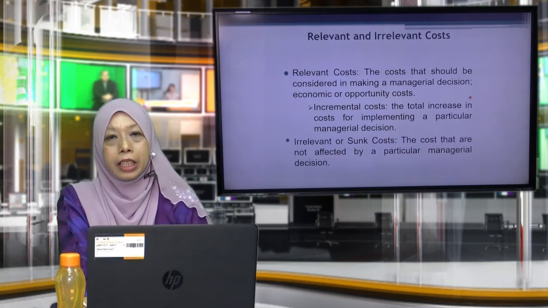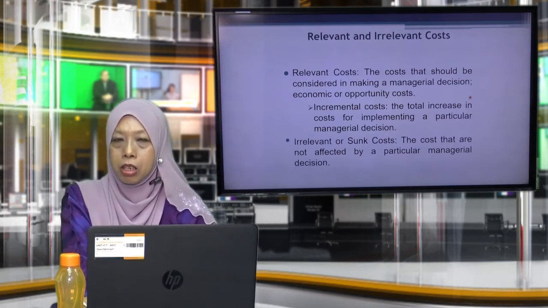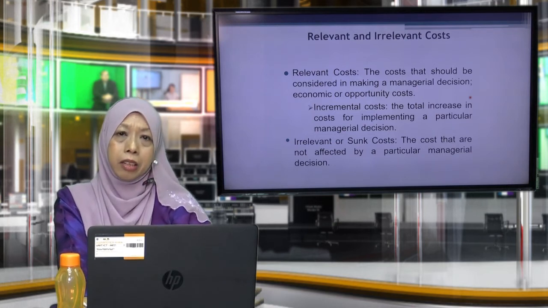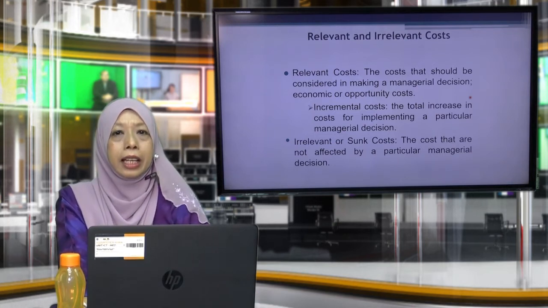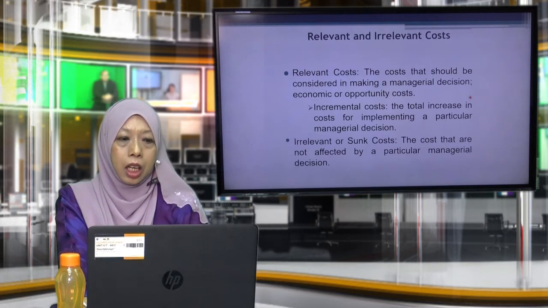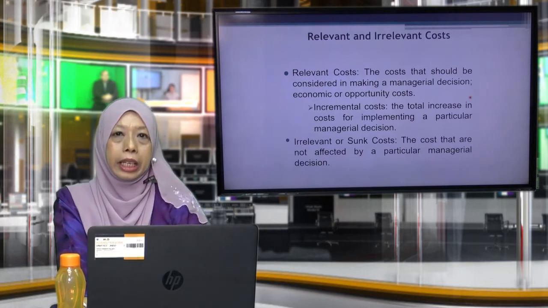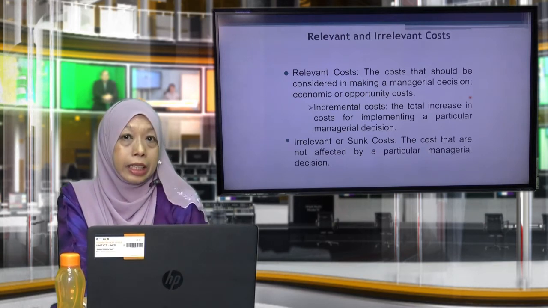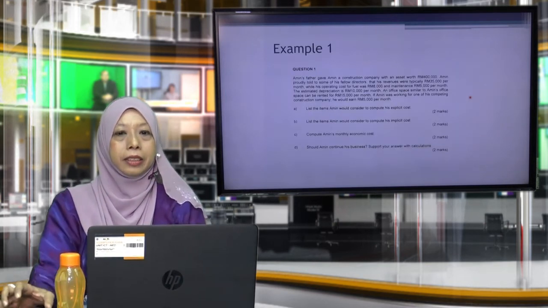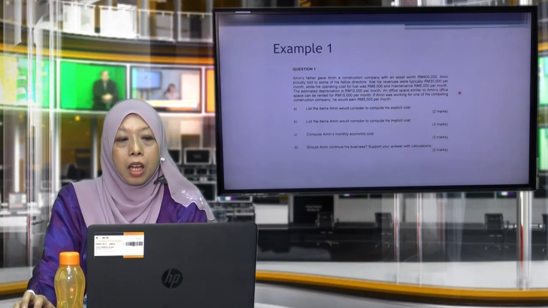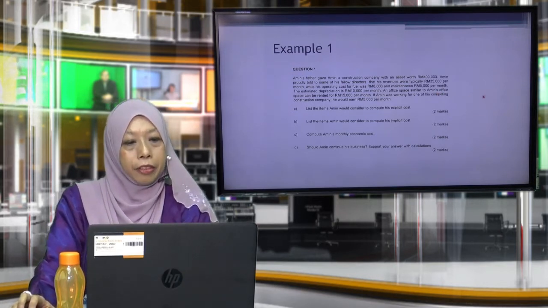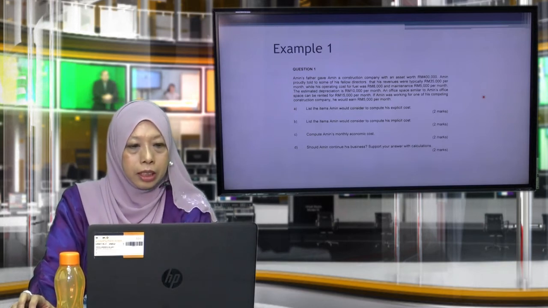Now that we have looked at the definitions of explicit cost, implicit cost, accounting cost, economic cost, accounting profit, and economic profit, let us try some examples to see the extent to which you understand the concepts that we have looked at. Now, this question is actually taken from a previous semester question.